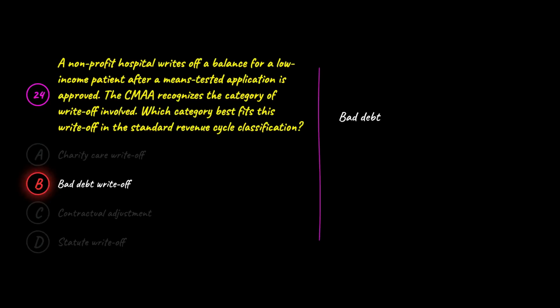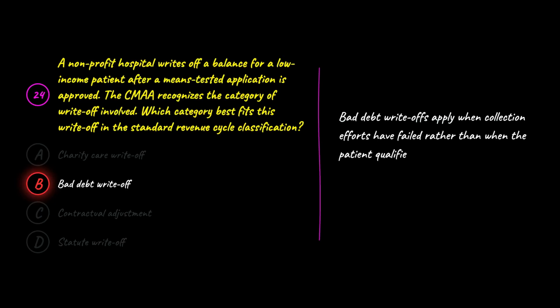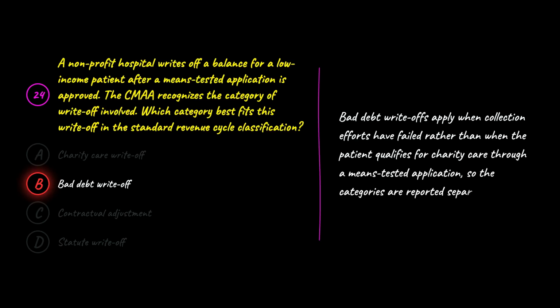B is wrong because bad debt write-offs apply when collection efforts have failed rather than when the patient qualifies for charity care through a means-tested application, so the categories are reported separately.